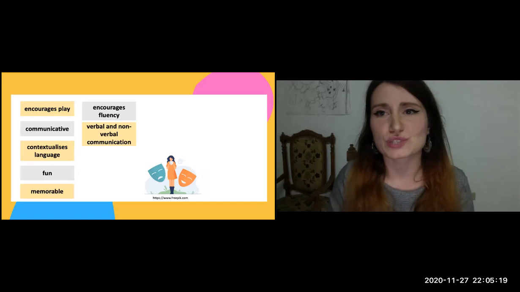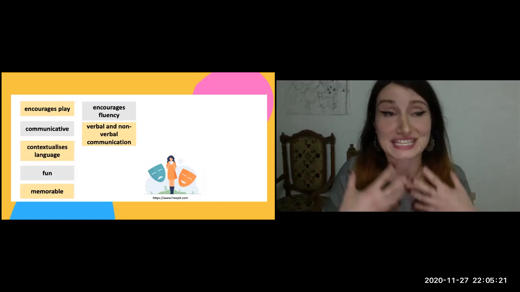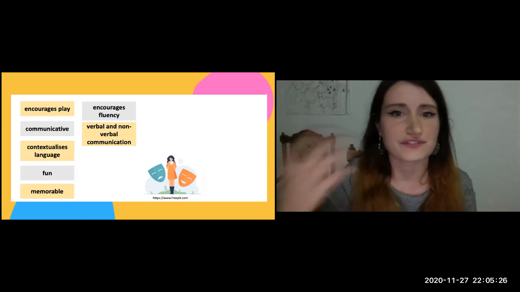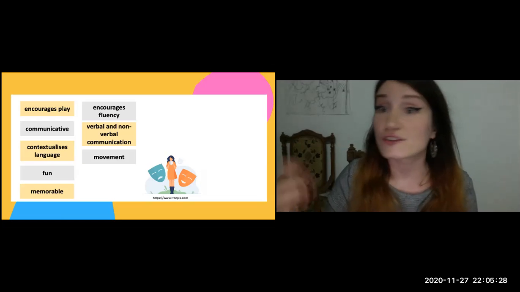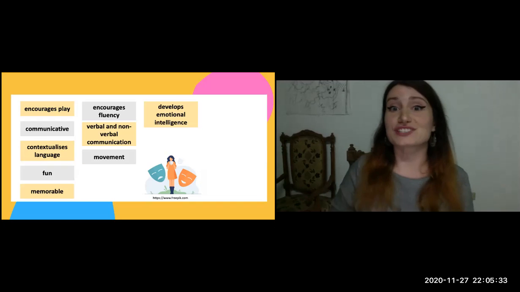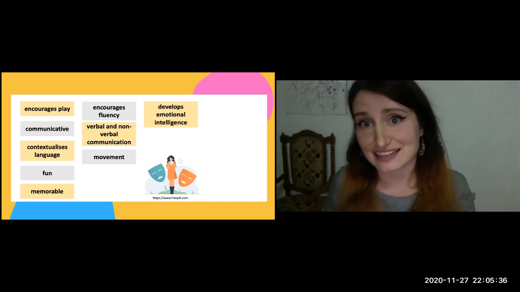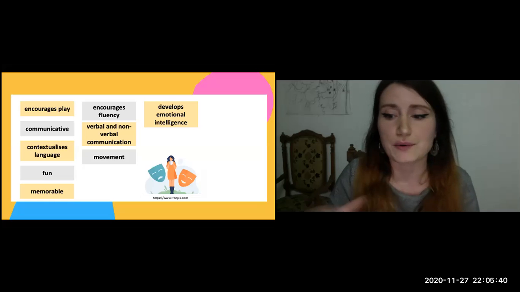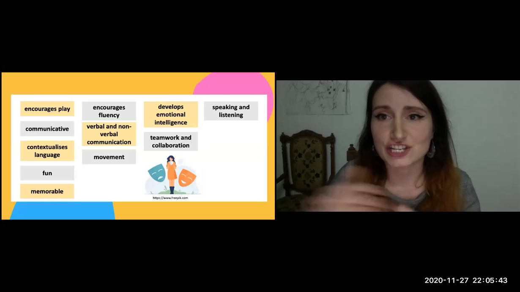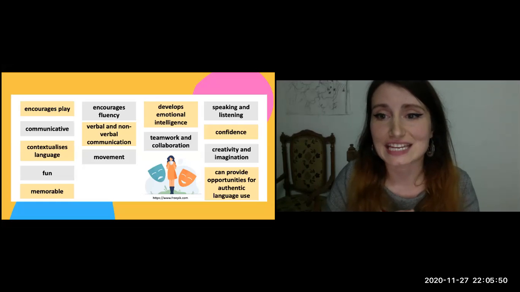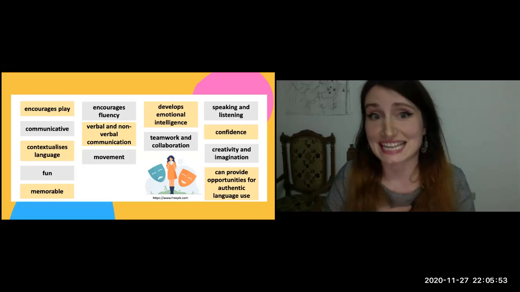I think this is quite important because we focus obviously on the language itself, but we communicate in so many other ways as well: gesture, facial expressions. It encourages movement. It helps us develop emotional intelligence. What I was just saying about empathy, understanding other people, but also being able to safely express our feelings. Teamwork and collaboration, speaking and listening, confidence, creativity and imagination, and it can provide opportunities for authentic language use.